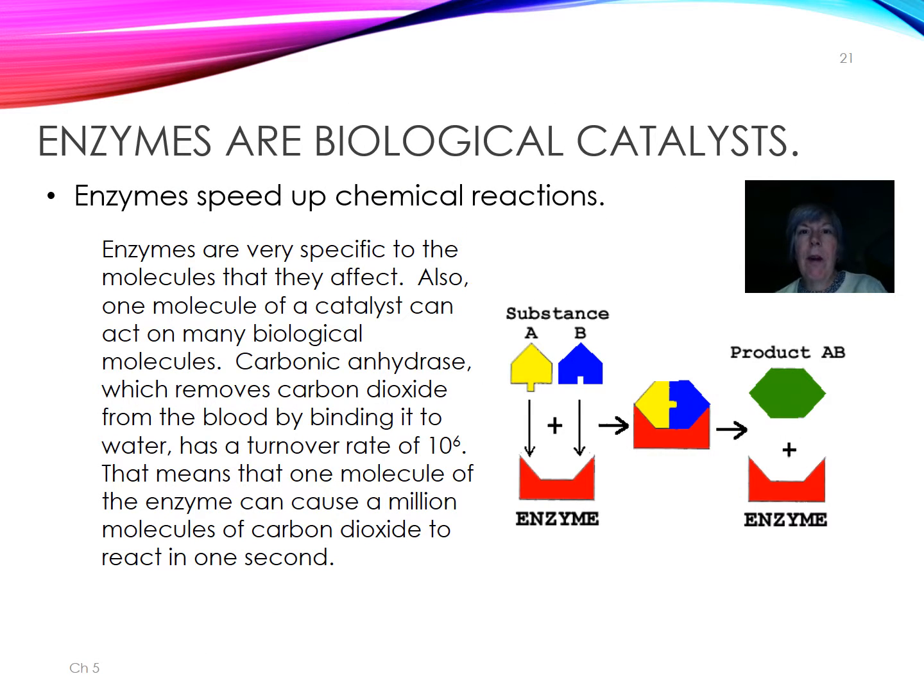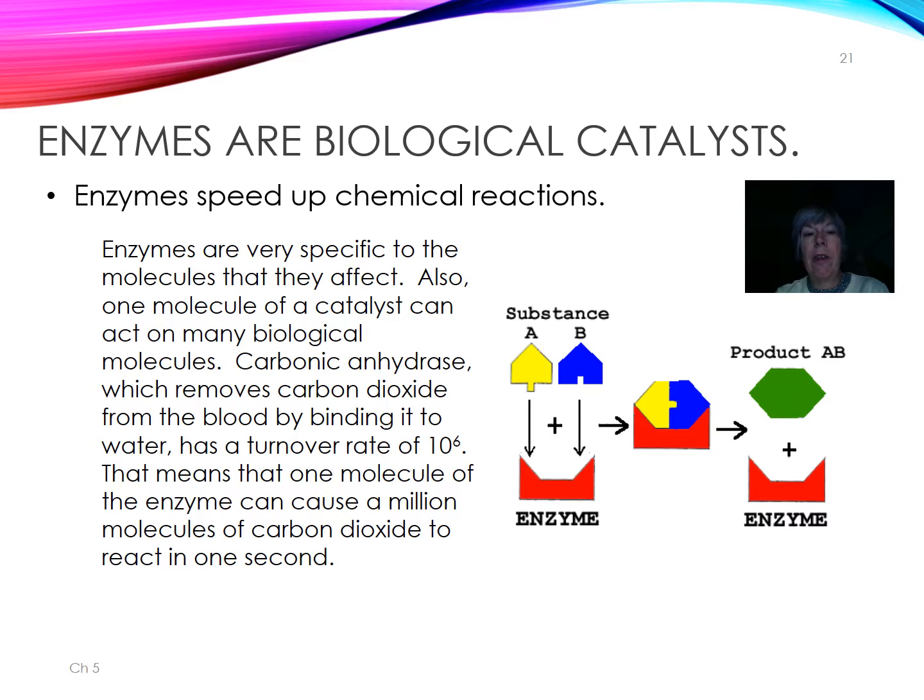We have enzymes in our bodies that help all of our chemical reactions to happen. Without these enzymes, the reactions in our bodies would be much too slow for us to stay alive. So these enzymes speed up chemical reactions in our bodies, and enzymes are very specific to certain substances.